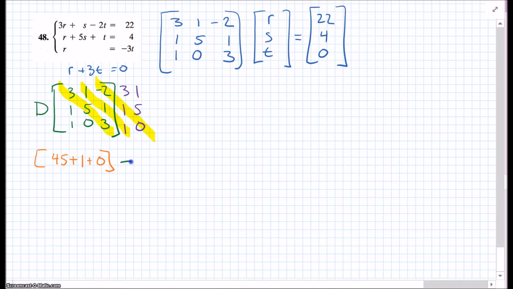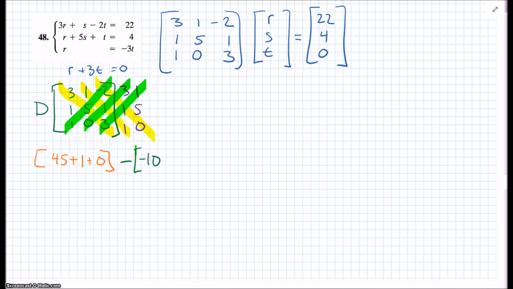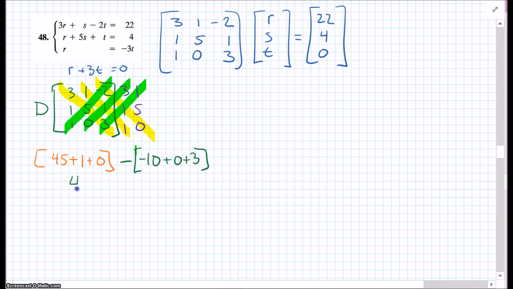minus negative 10, plus second row, 0 times 1 times 3 is 0, so plus 0. Third row, 3 times 1 times 1, plus 3. So let's do this together. 45 plus 1 is 46, minus negative 10 plus 3 being negative 7, so minus negative 7. So my D value is going to be 53.